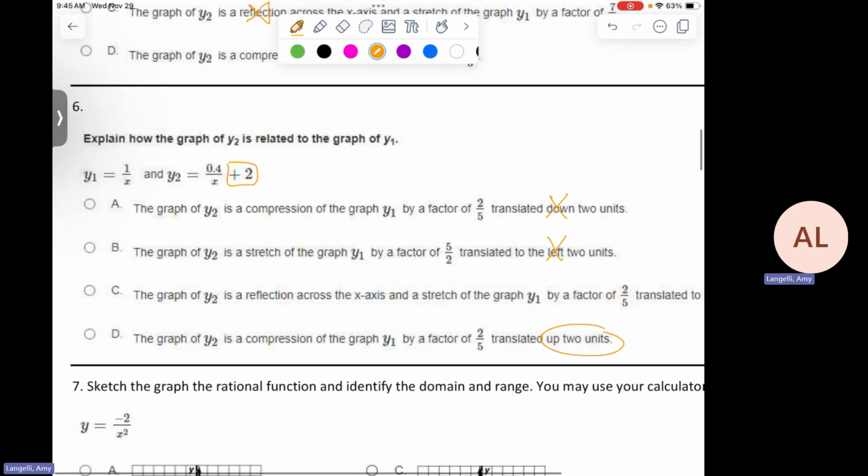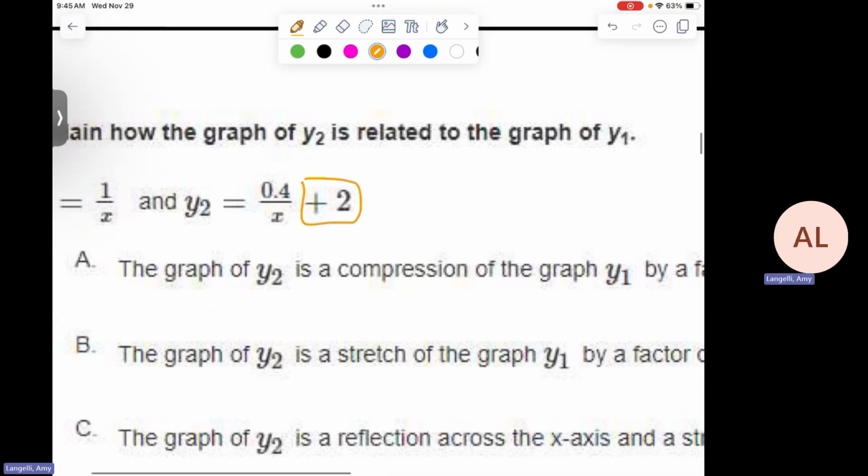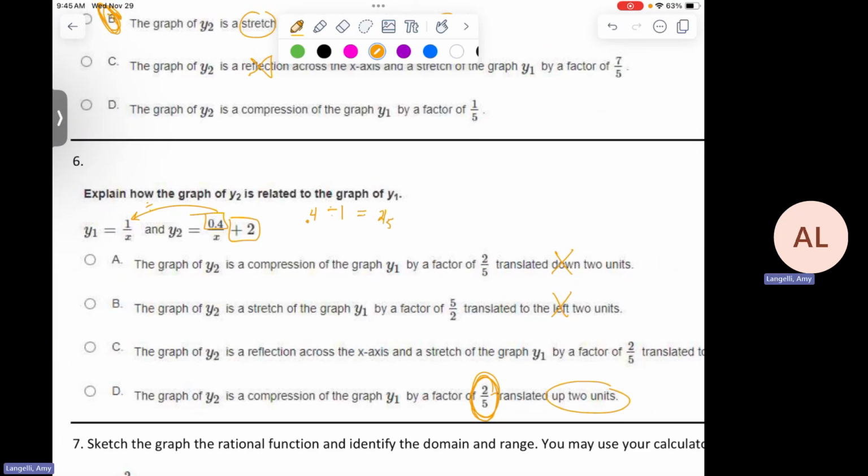Now, if you're not sure about this compression part, you would do 0.4, which is the new one, divided by the original one of 1. So 0.4 divided by 1. And that's where the 0.4, or 2/5, comes from. Okay. So the number on the top got smaller. So compression.